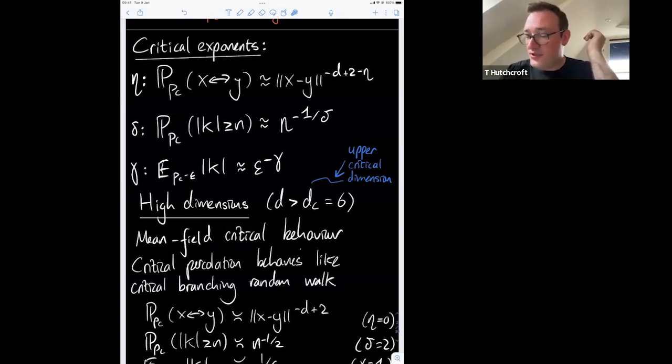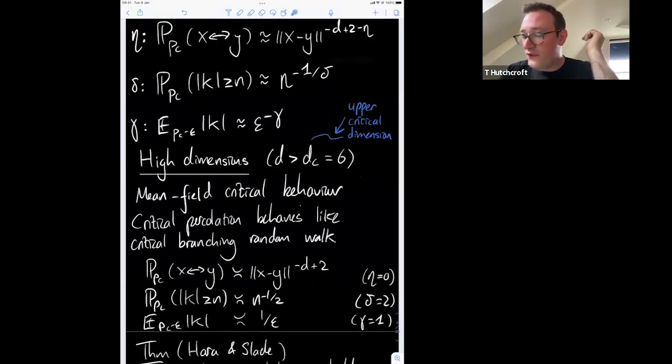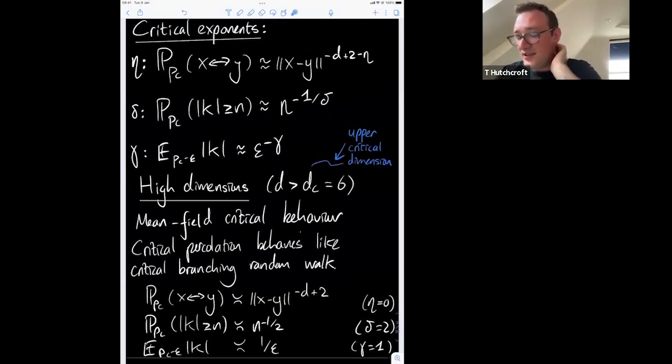Another one, just to give an example of something that's off critical rather than critical, is gamma. It's known that the expected size of the cluster at the origin is finite below PC and infinite at and above PC, and it's expected to blow up like a power as you approach PC from below. And this power is gamma.